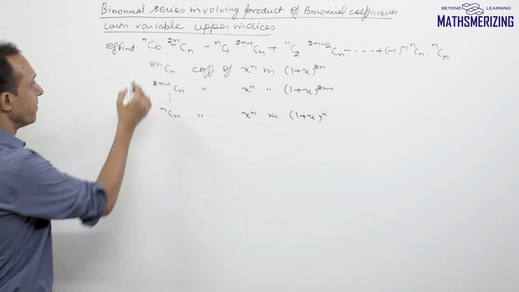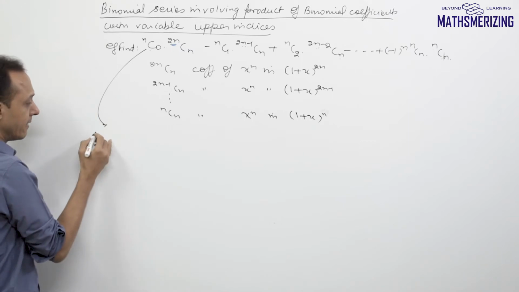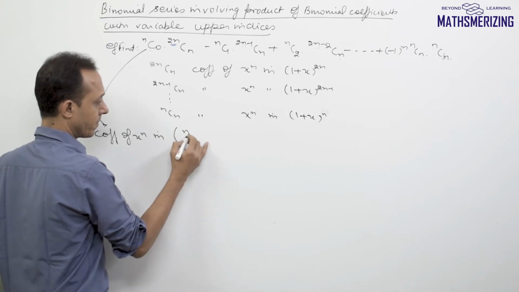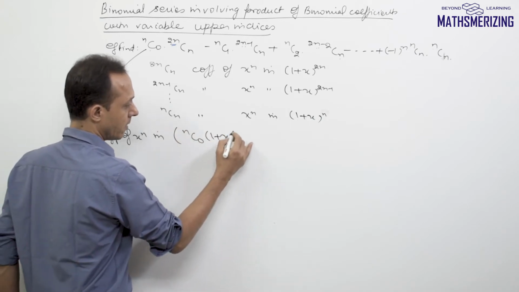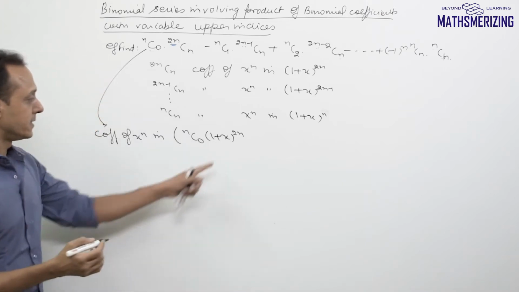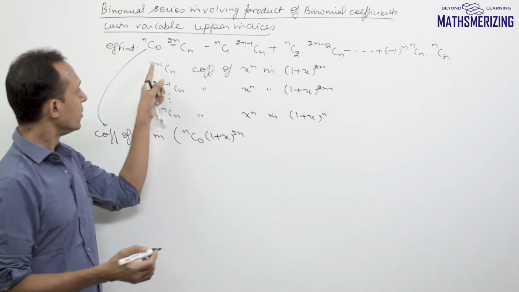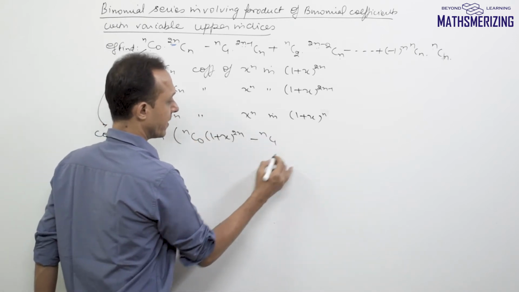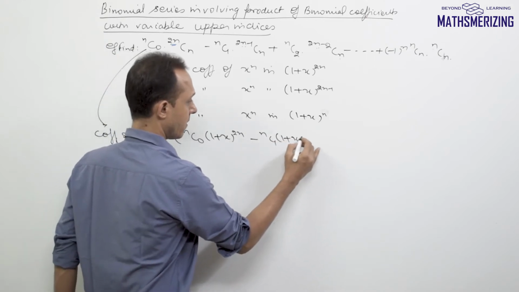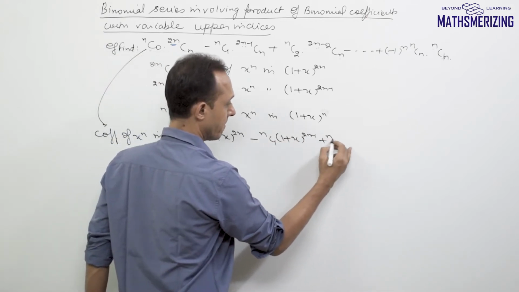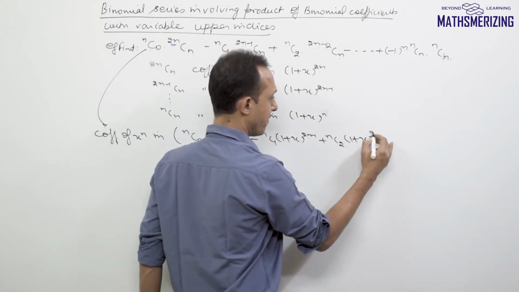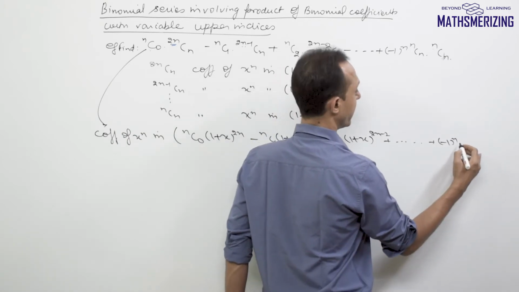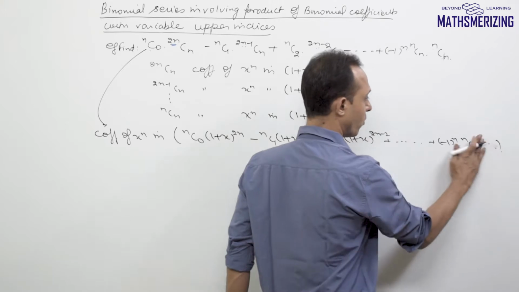So now for this series, if I have to find the coefficient of x to the power n in nC0 into (1 plus x) to the power 2n, from this I'll get the coefficient of x to the power n, so there will be 2nCn. So it will be nC0 into 2nCn and then minus nC1 (1 plus x) to the power 2n minus 1 plus nC2 (1 plus x) to the power 2n minus 2, and finally I'll get minus 1 to the power n nCn into (1 plus x) to the power n.